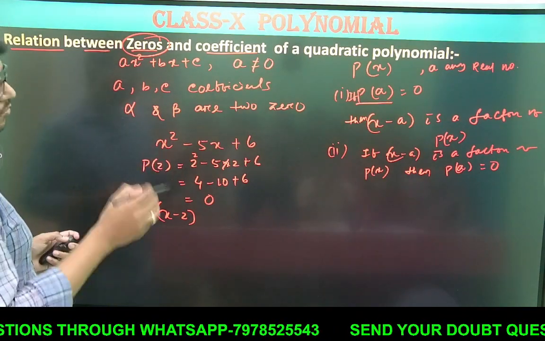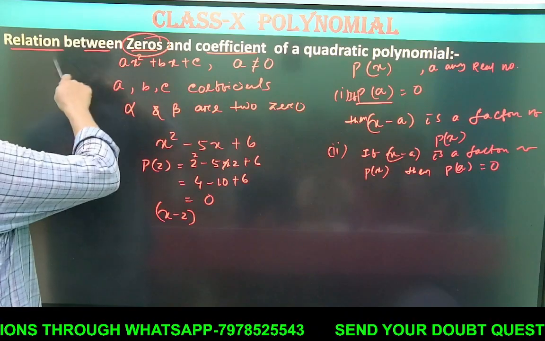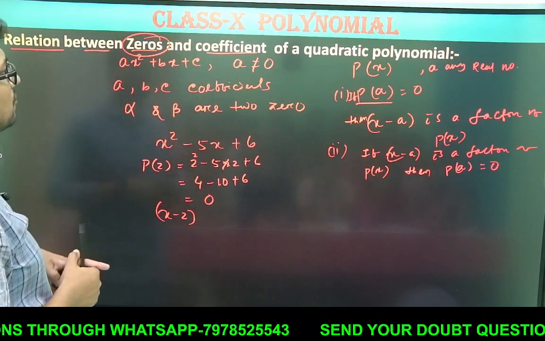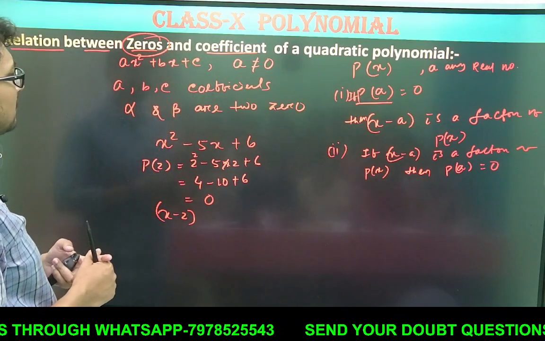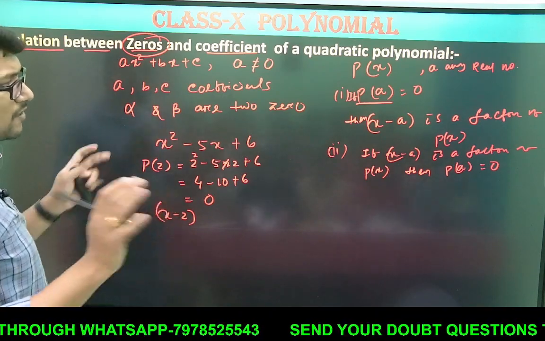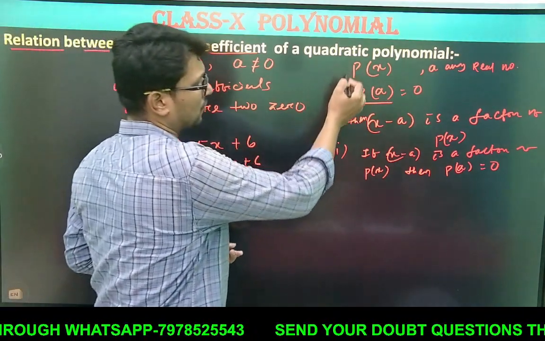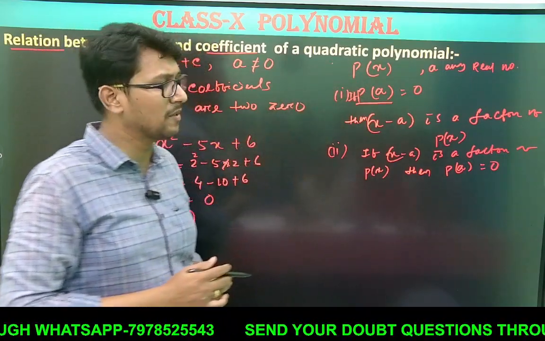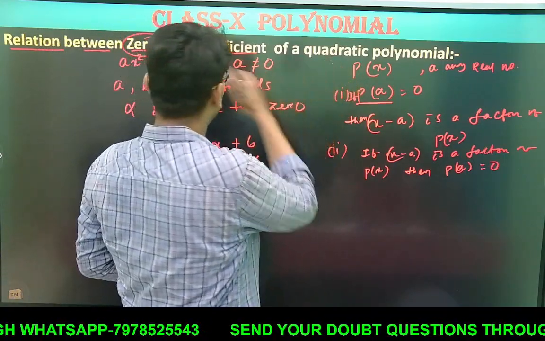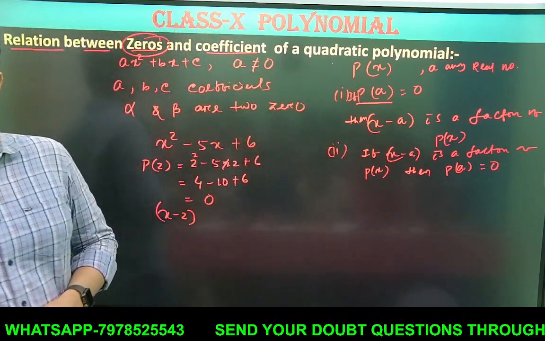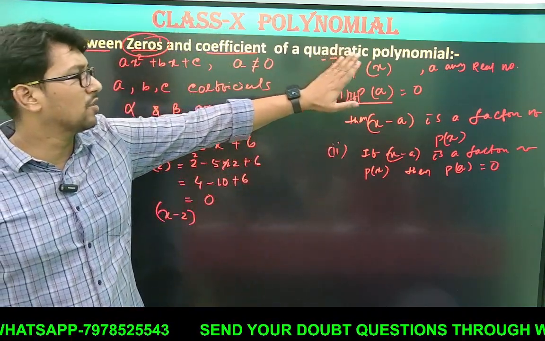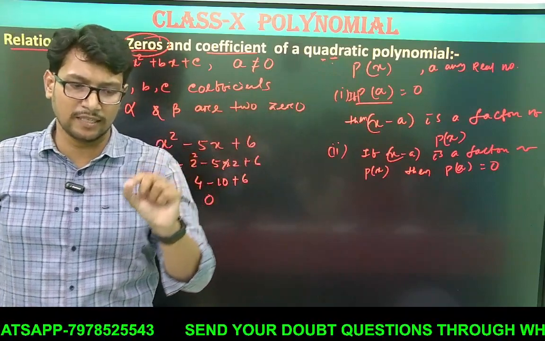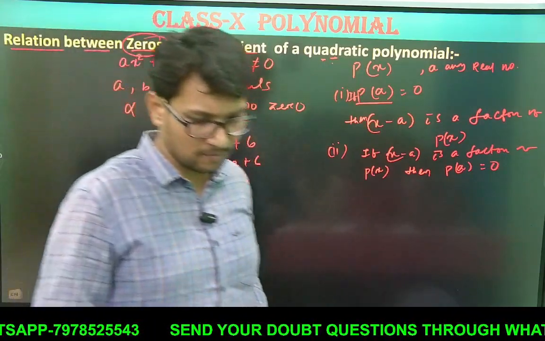Now do one thing. Before writing this, write the heading: relation between zeros and coefficients of a quadratic polynomial. First, write the factor theorem. This is the factor theorem. Write the heading, classwork, date, and then the factor theorem.